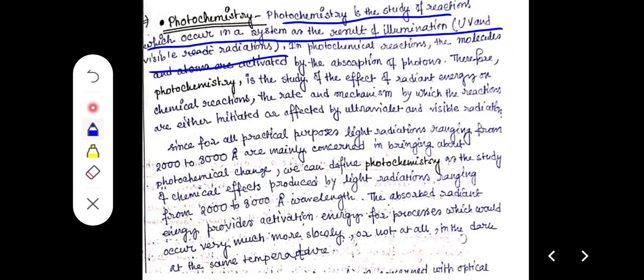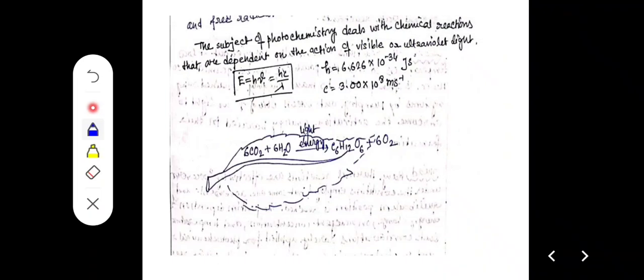So due to this result of illumination, the reaction occurs, and for study we need some chemical view, and this is termed as photochemistry. In a photochemical reaction the molecules and atoms are activated by the absorption of photons. Suppose there is no absorption of energy, then the atom remains in the ground state.